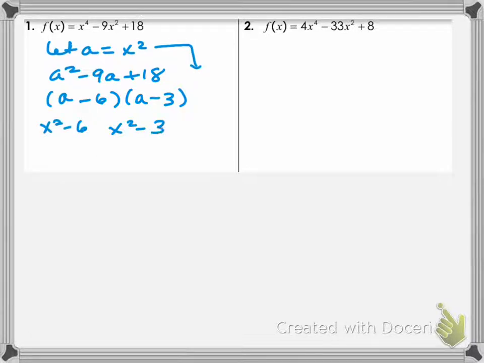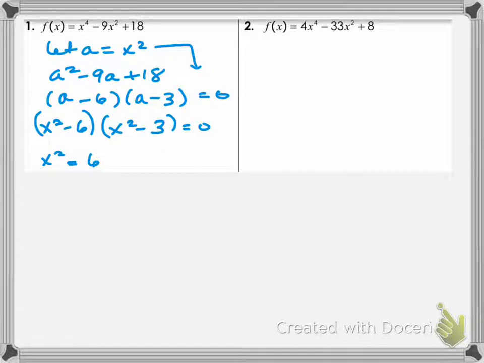Now we're setting that equal to 0 using the zero product property, and those aren't difference of squares, so we're just going to have to solve using square roots. So x squared would equal 6.